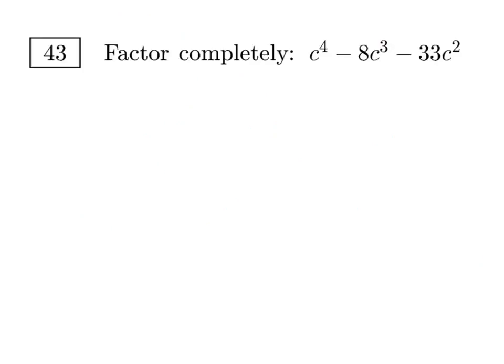All right, factor completely. All right, first thing we're going to do is notice that we have c's in each term. So I can pull out at most 2 c's from each term, leaving me with c squared minus 8c minus 33. Okay.